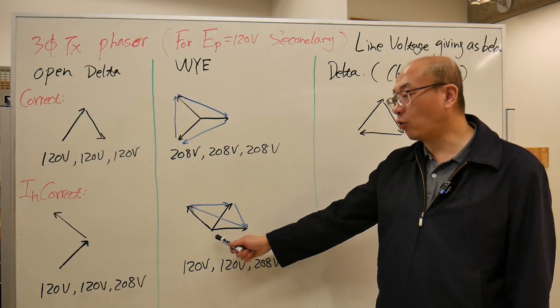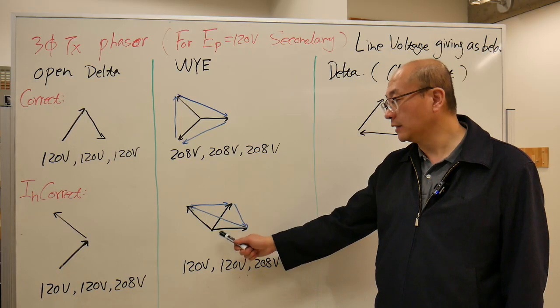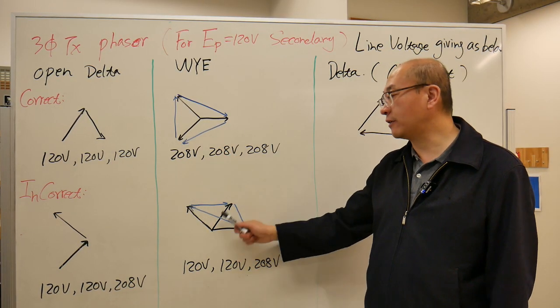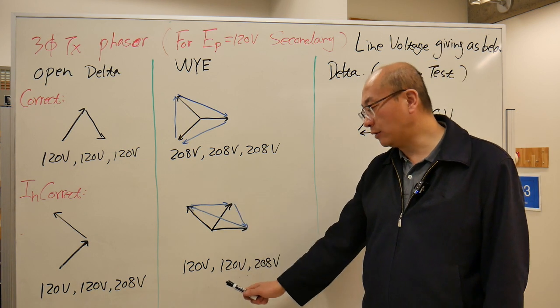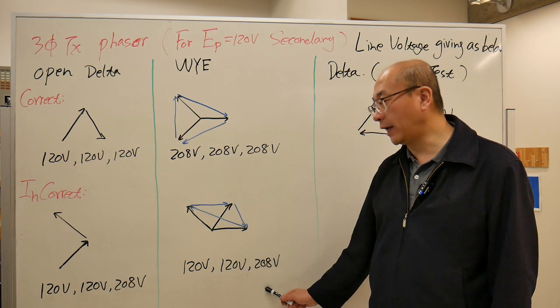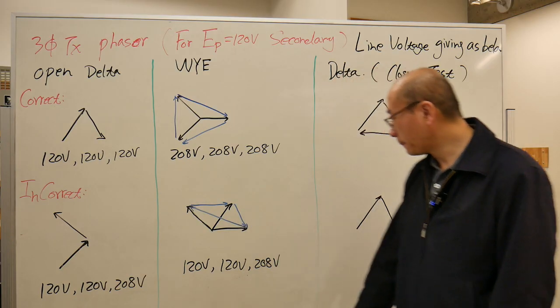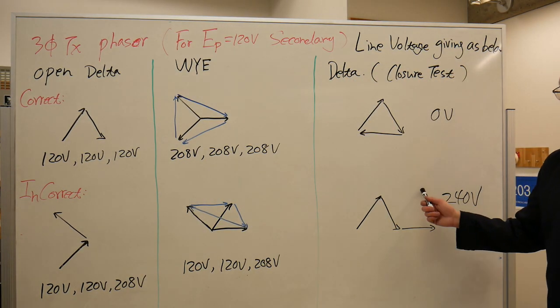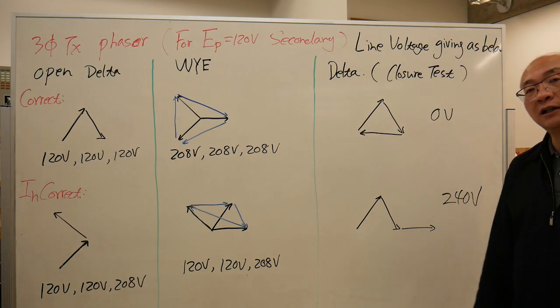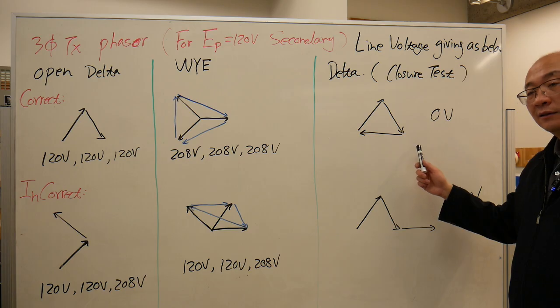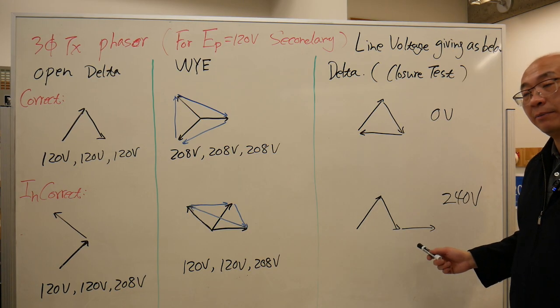And if I connect one of the transformer coils wrong, the phase voltage flips, and I will have 120, 120, and 208. So 2 of the line voltages drop to equal the phase voltage. Then for the delta, we only do the delta closure test, because if you connect it wrong and hook them up, you're going to blow up your transformer.